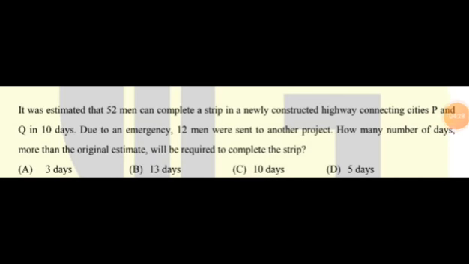This is the first question of task 8, which is from the general aptitude section. First of all, I will read the question. It was estimated that 52 men can complete a strip in a newly constructed highway connecting the cities P and Q in 10 days. Due to an emergency, 12 men were sent to another project. How many days more than the original estimate will be required to complete the strip?